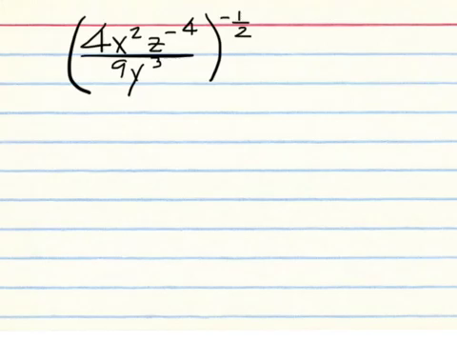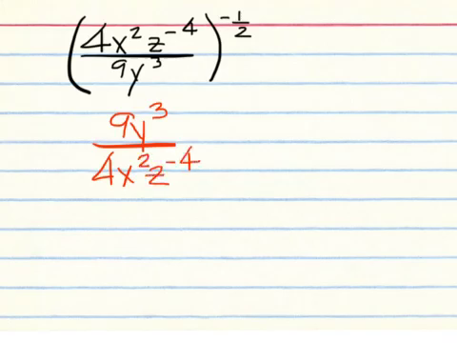The quantity to the negative half power is 4x squared z to the negative 4 over 9y to the third. Anytime you have a negative exponent, it's going to flip what you have. So step 1 is to simply write 9y to the third over 4x squared z to the negative 4th. And that will make everything to the half power instead of the negative half power.